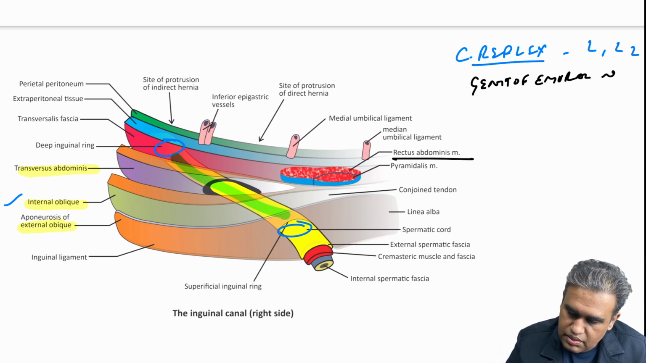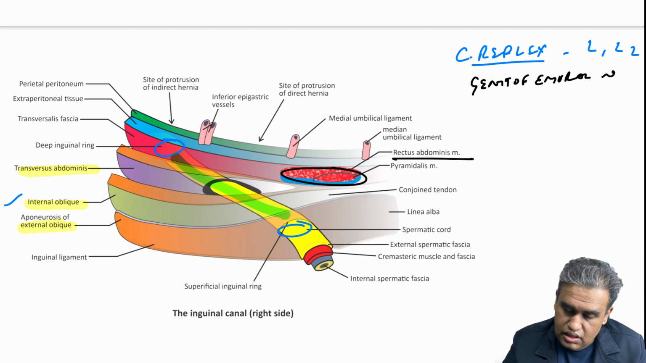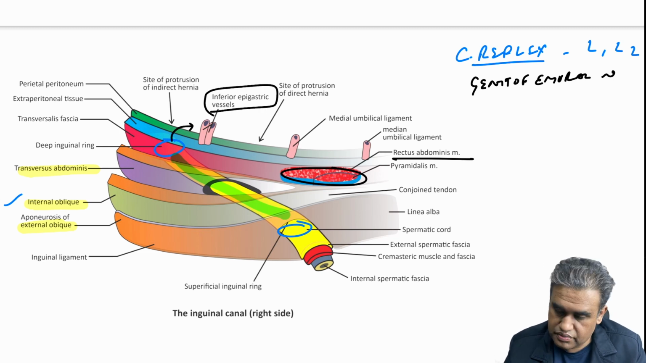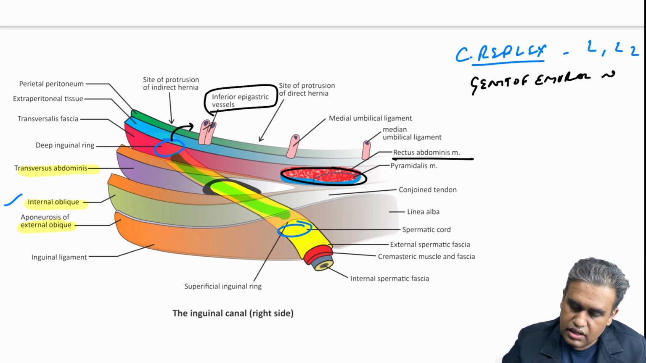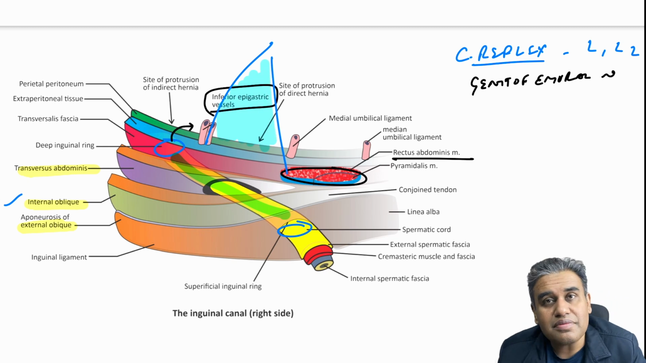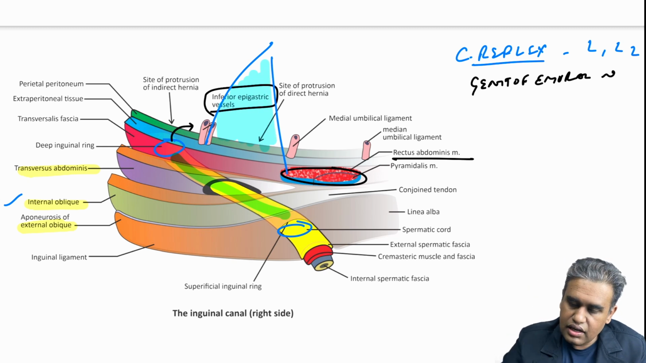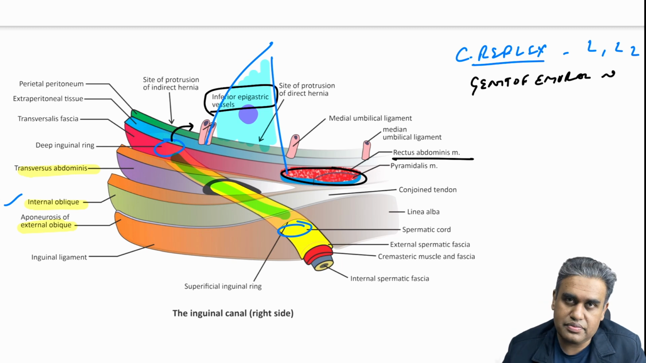So this is the rectus abdominis muscle. Just medial to the deep ring we have the inferior epigastric vessel. And if we take this vessel over here and the lateral border of rectus abdominis, this whole area becomes what? It becomes Hesselbach's triangle. And a hernia, if it comes out from here through this area, that is known as a direct inguinal hernia.